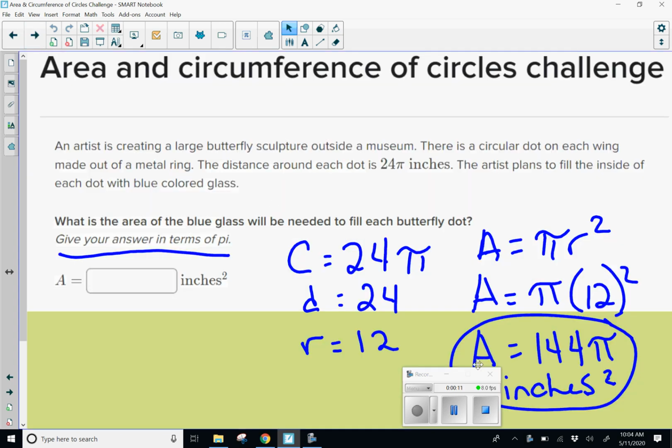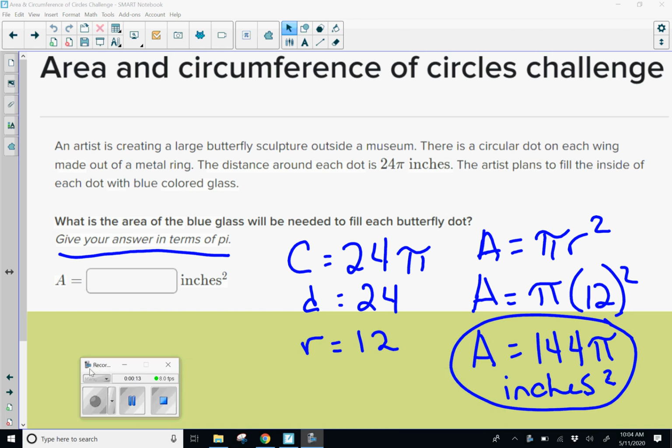Today we're going to go over a few examples from the skill area and circumference of circles challenge. You might want to have your circles reference sheet handy with the formulas. That will definitely be helpful to have while you're working on this skill. So let's try the first problem.